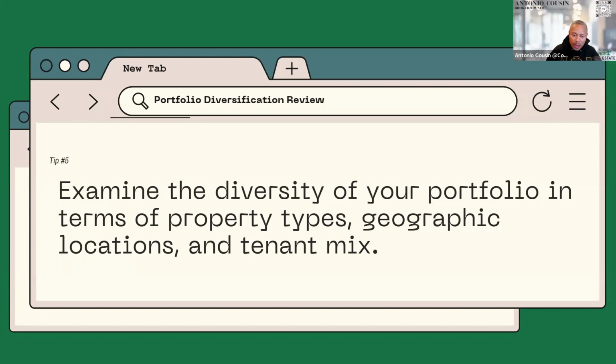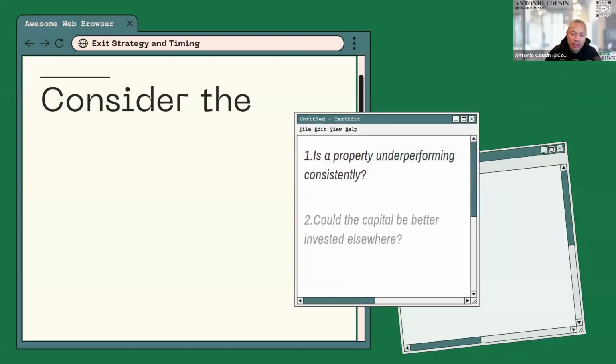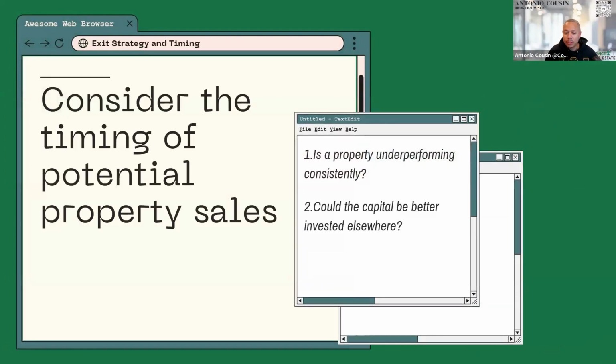All right, what we got? Number 6, exit strategy and timing. So consider the timing of potential property sales. You want to look at the market conditions. Sometimes selling the property at the right time can maximize your returns, allowing you to reinvest in more lucrative opportunities.